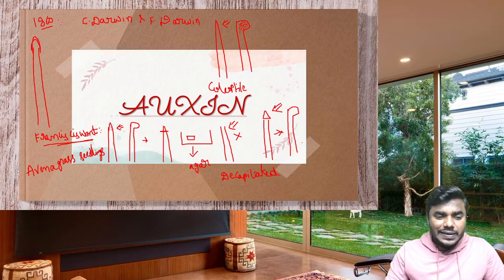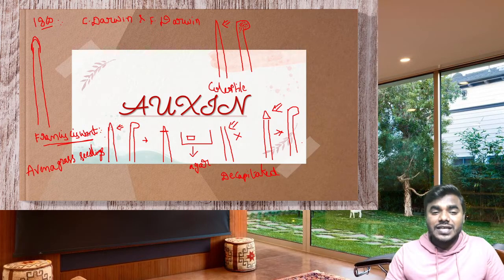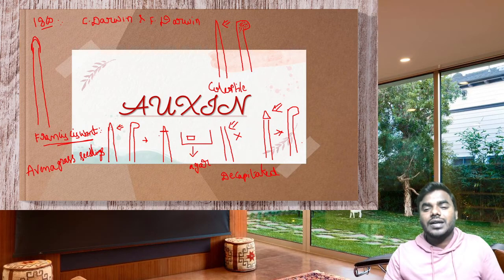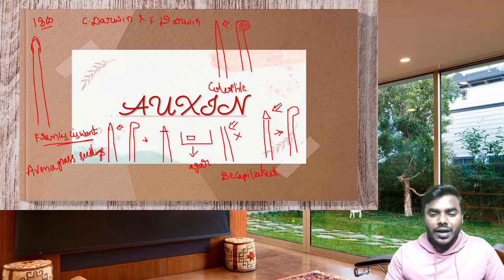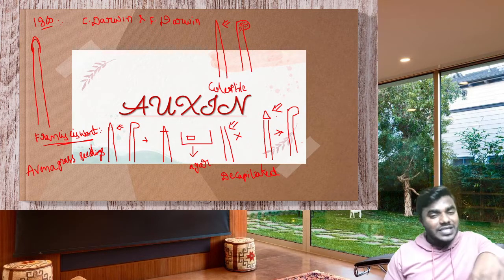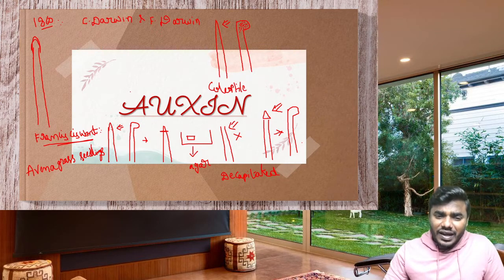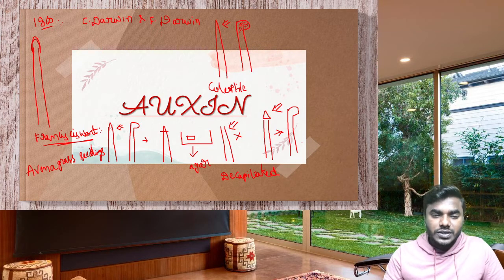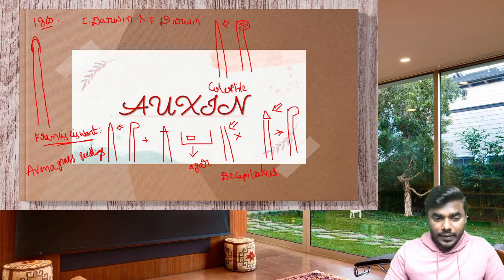Let me summarize this. What he has done: first he has taken the avena grass seedling, exposed it to the unilateral sunlight, and it starts showing bending. This time he cut the tip. Whatever tip he cut, he just kept in the agar medium. Without a tip, he started exposing it to the unilateral sunlight, and it's not at all bending. Now whatever tip he kept in the agar, he put back, and then started exposing it to the sunlight. My friend, surprisingly it starts bending. Then he understood, yes, there is a chemical exclusively present only in the tip of the coleoptile.